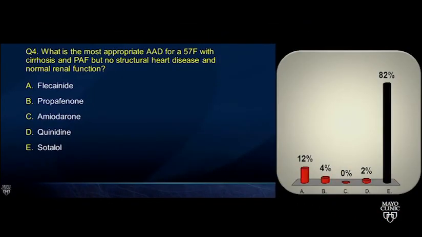Okay. So this question is mainly looking at the route of elimination of these drugs. Flecainide and propafenone are largely eliminated by the liver, so you cannot use them in patients with cirrhosis. Amiodarone can affect the liver and cannot be used in somebody who has cirrhosis. Quinidine is also excreted through the liver. The only drug that's left is sotalol.